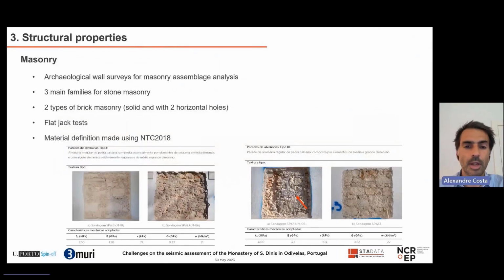And regarding masonry, several wall surveys were made by archaeologists because this is a national monument. It's possible to define 3 main families for stone masonry, and also 2 types of brick masonry, one with solid bricks and another with 2 horizontal holes. In addition to that, we did some flat-jack checks. So making use of all this information, the material definition was made, making use of the Italian code.